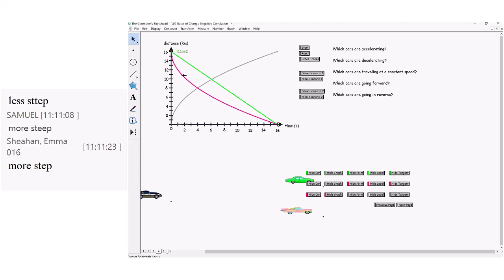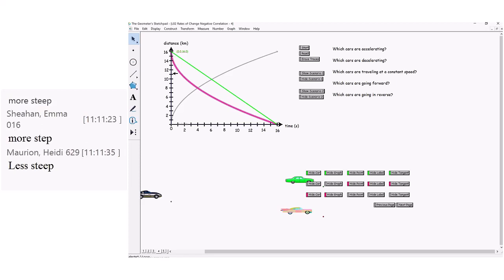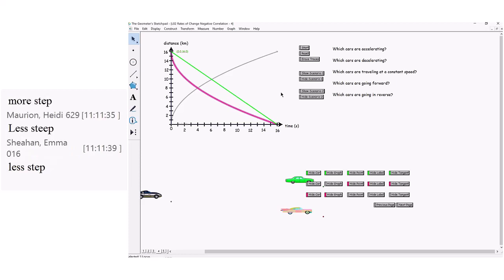Can we see that? I'm going to highlight again. Look at the beginning here. At the beginning, it is very close to vertical. Vertical is the kilometer axis here. And as we move across, it's getting less steep. Can everyone see that?